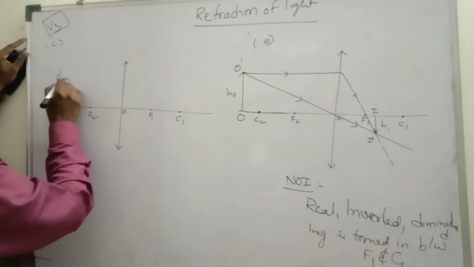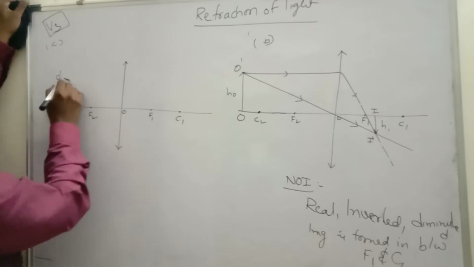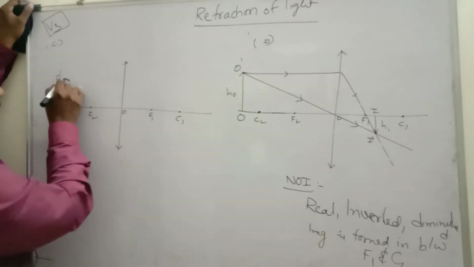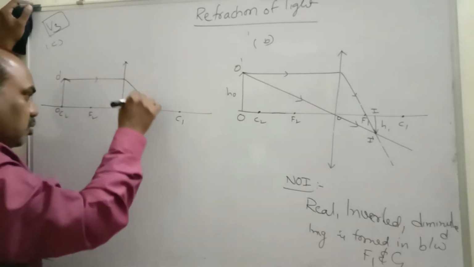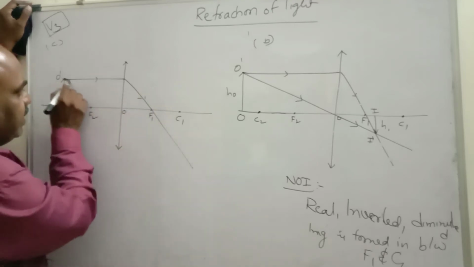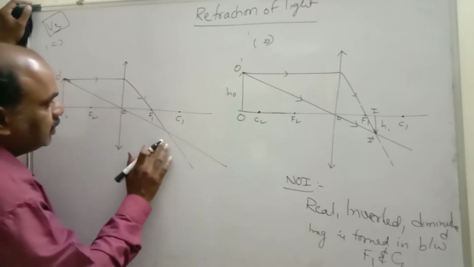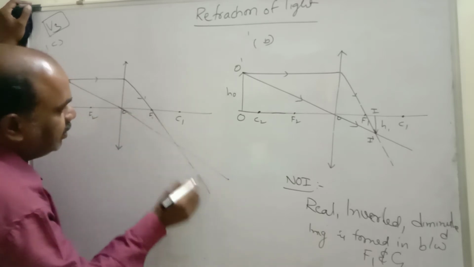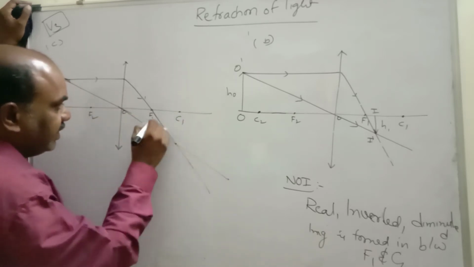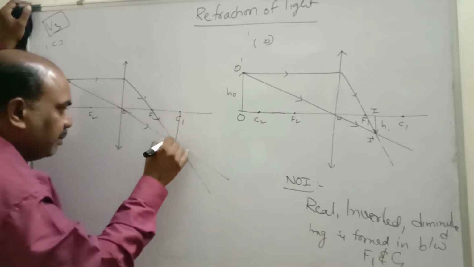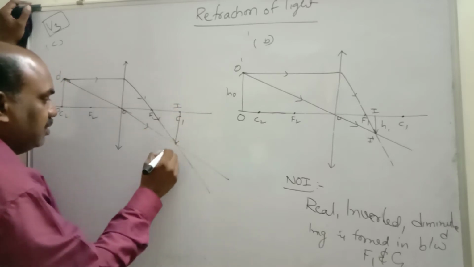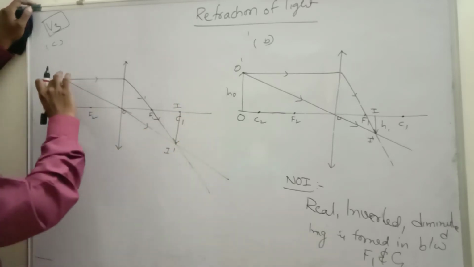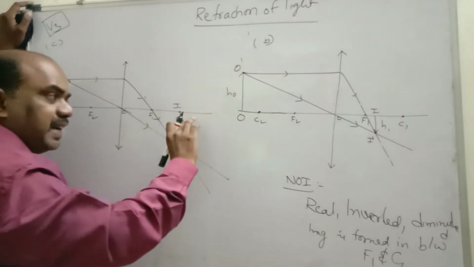We need a minimum of 2 rays now. Where the image forms we will see. This is O dash. Take the parallel ray, after refraction it goes through the focus. One more incident ray I am taking which goes through the optic center. Here this is the intersecting point. So at this point the image forms, I dash. Observe, children, if you place the object at C2, the image forms exactly at C1.